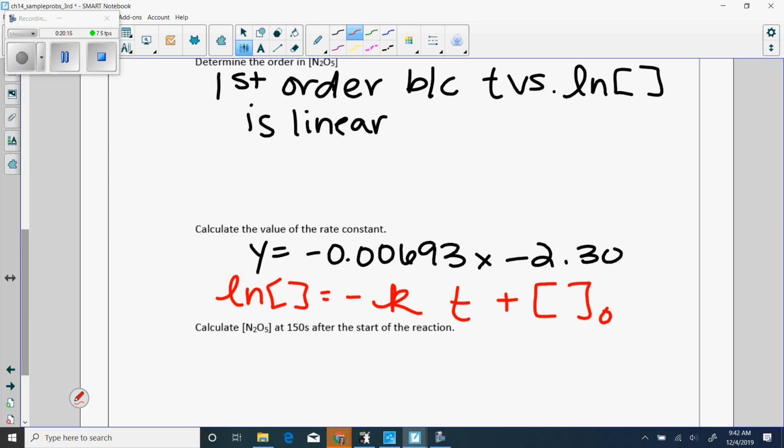The rate constant is K. K is rate constant. So it's just asking you what is the slope. And you can do that by button pushing. If on the AP exam you don't want to do it by button pushing, just pick 2 points and find a slope for it. Okay, so K has to be positive because it's actually negative K. So K equals 0.00693. That's only one of the points. Second point is units. Unit for first order is s to the negative 1.